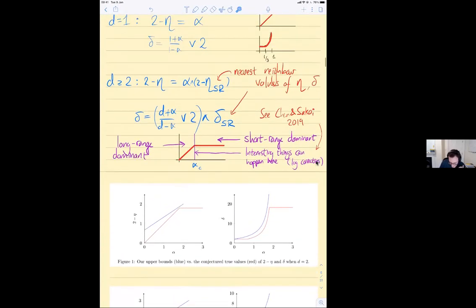And one more thing to say is that if you're very brave, you can try to understand what happens at this so-called crossover value of alpha, where the long-range dominant regime meets the short-range dominant regime. And there, these two effects are kind of balanced, and one gets various logarithmic corrections, things like that. And this is actually something that's now understood in the high-dimensional case, at least, by Chen and Sakai.